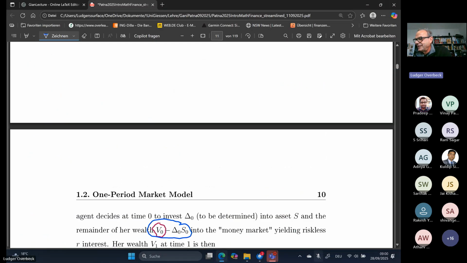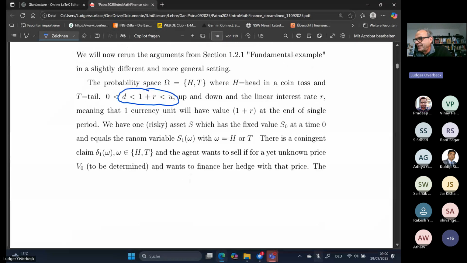But I did this when I started. This is actually the condition. I just said, okay, going down. These are then your values. D S0 is smaller than S0 times 1 plus R, smaller than S0 times U. So that's your gain. It's actually a loss.